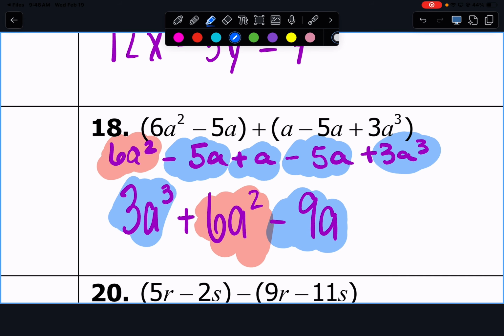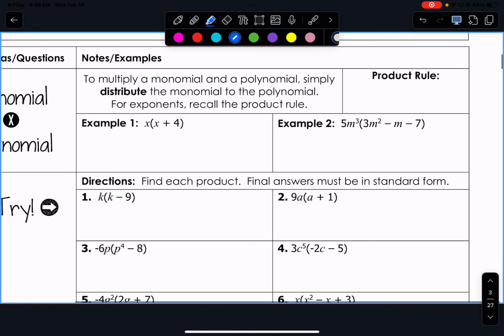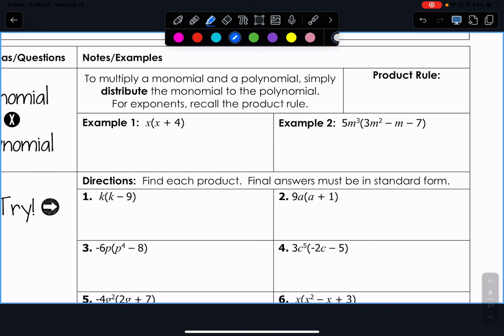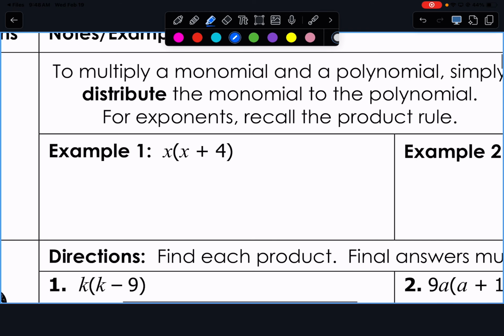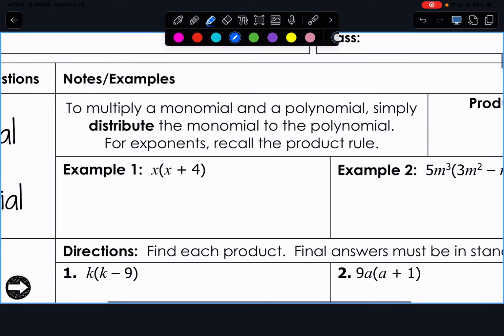And so what I want us to do is go ahead and look at the examples for the next page, just because I want us to think about it. This is, again, stuff we have done before, okay? We are multiplying a monomial and a polynomial. What page is it? The next page.